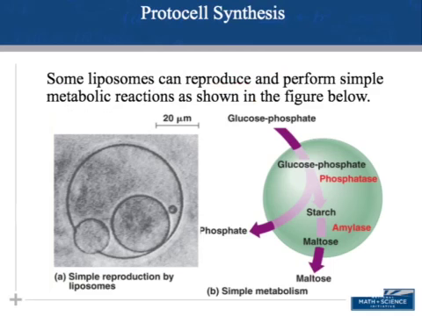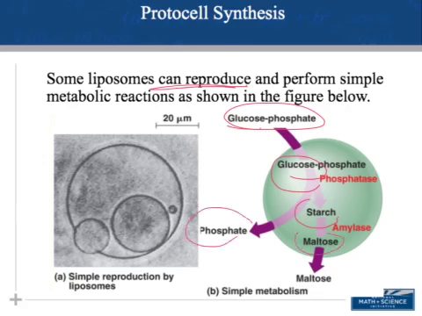Some liposomes were thought to help form the first what are called protocells. Okay, protocell is the first cell, like a prototype of a cell, basically. So since some of those liposomes can reproduce and do these simple metabolic reactions, like you can see here, taking glucose phosphate, okay, it's storing the glucose in the form of starch, okay, converting that to maltose, and releasing the phosphate, okay, that these were the basis of these initial protocells.